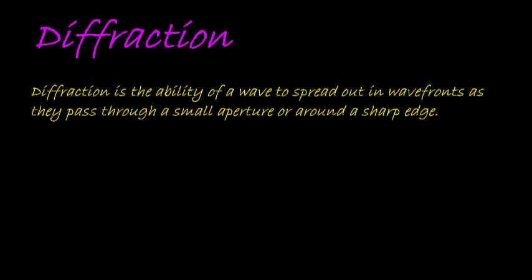Okay, so we just saw how the water waves in that ripple tank made these strange circular waves once they passed through the aperture, that little gap. And the question might now be why? Why do the waves bend when they pass through the aperture? Well, that is what we call diffraction. So diffraction is the ability of a wave to spread out in wave fronts as they pass through a small aperture or around a sharp object.